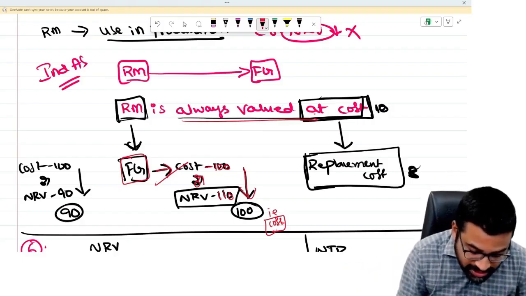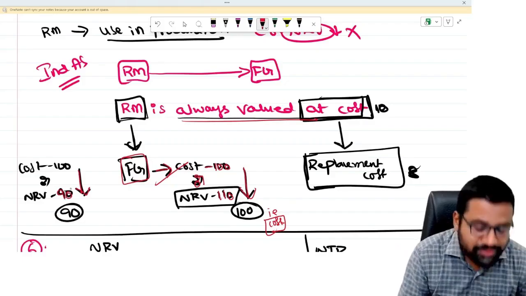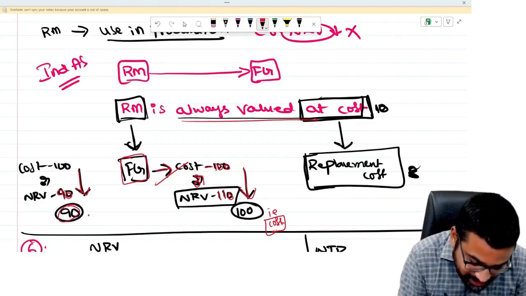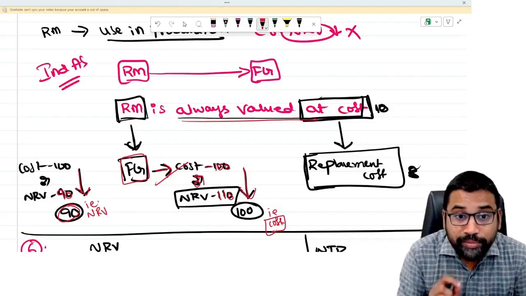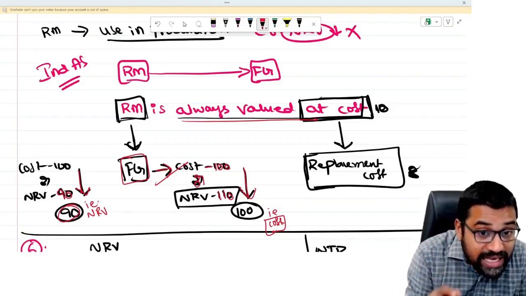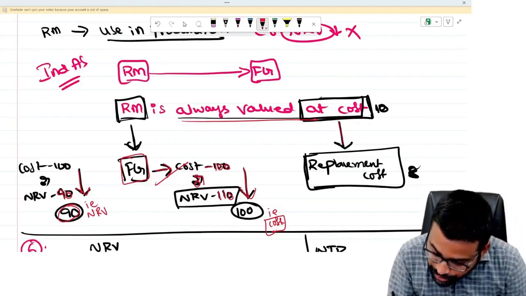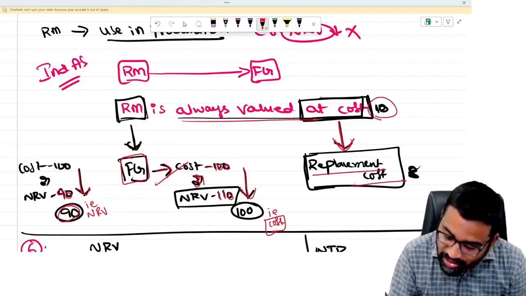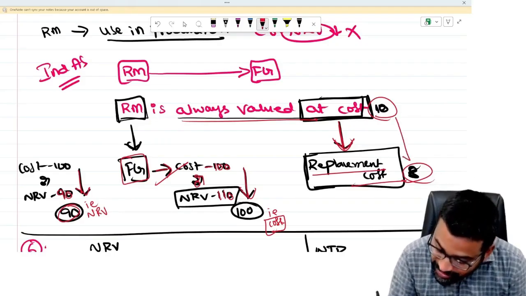But the moment you see cost 100 rupees, NRV 90, that means you will value the finished good at 90, that means NRV, right? Now the moment the finished goods in which this raw material is used are valued below cost, that is NRV, then raw material should be brought from cost to replacement cost. Suppose the cost of each raw material is 10. Now 8 rupees is the replacement cost. Now it should be valued at 8.